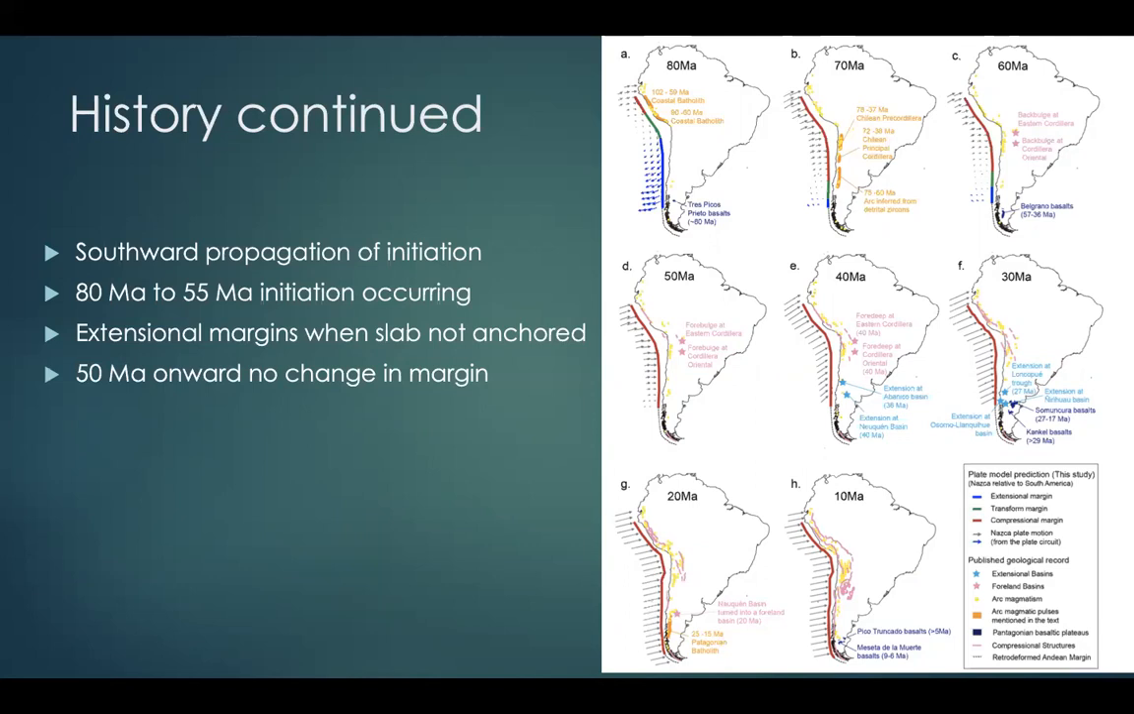In this figure here, you can see a comprehensive outline of changing plate margins between 80 million years and 10 million years ago. From 80 million years through to 50 million years, the initiation of subduction is propagating southward, so you can see a southward trend of change over time, with more and more of the margin turning from extension to compression margins. From 50 million years onwards, the entire margin has initiated subduction and has become stabilized and anchored, reflected by the unchanging plate margins.